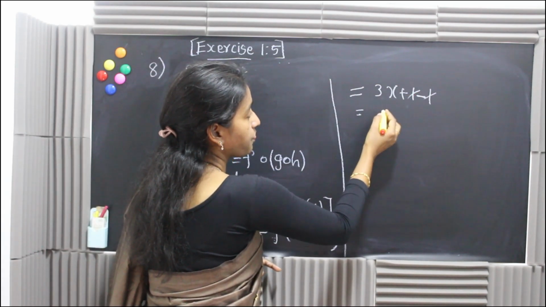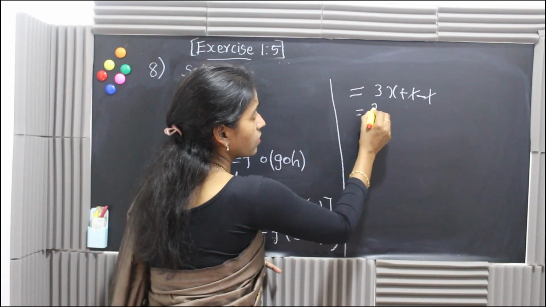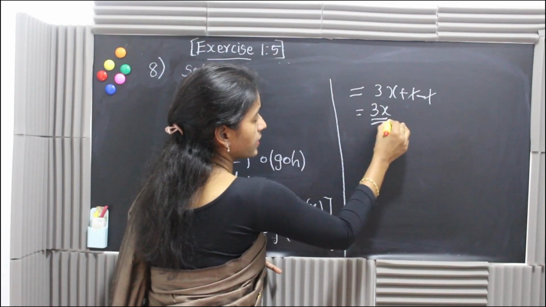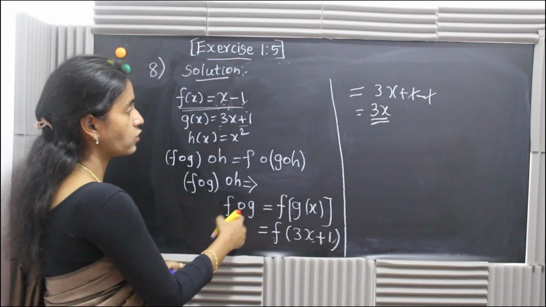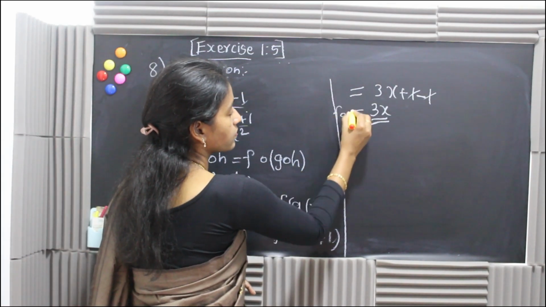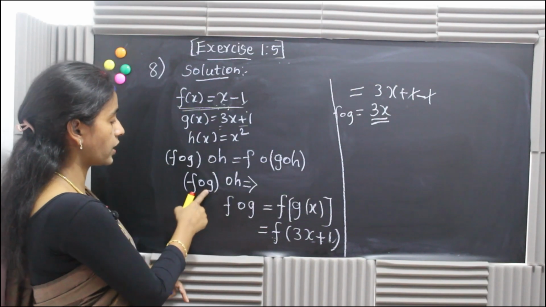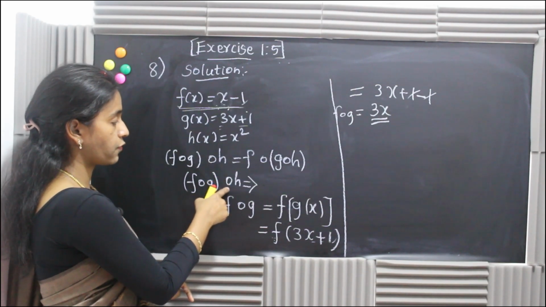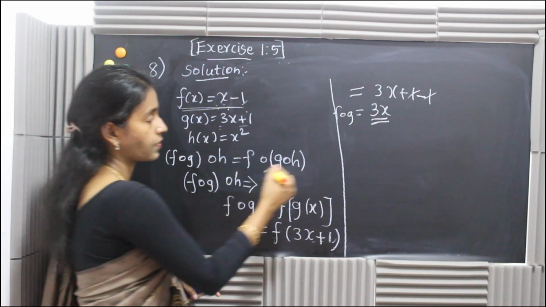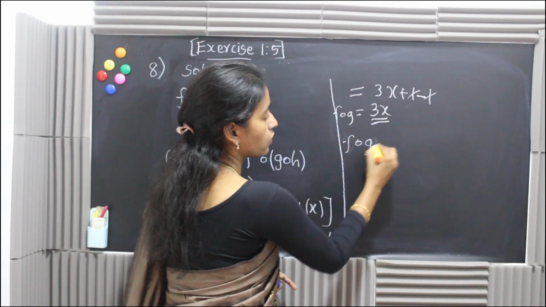And now the answer is 3x, right? This is the value of f of g. I have found the value of f of g. Now I am going to find out f of g of h.